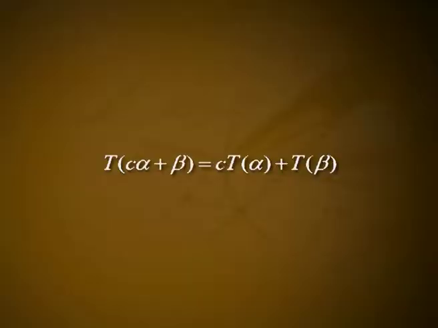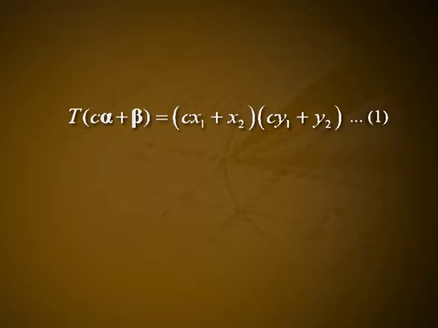Since the choices of alpha and beta are arbitrary elements in R2, the above shows that T of (c alpha plus beta) is equal to c times T of alpha plus T of beta for all vectors alpha, beta belonging to R2 and all scalars c belonging to R. Hence, the given map T is a linear functional.